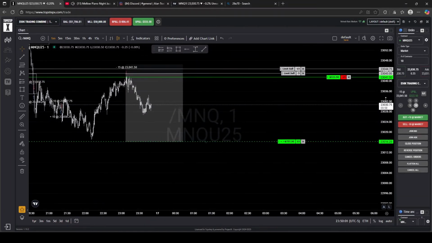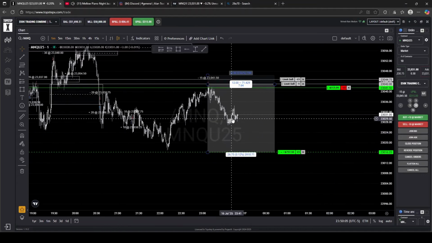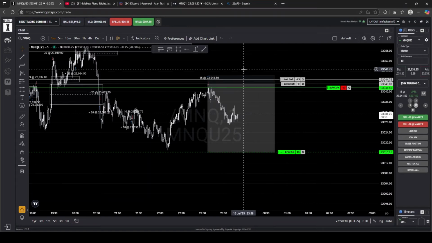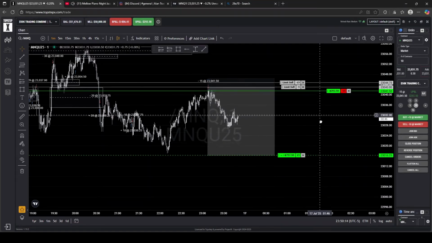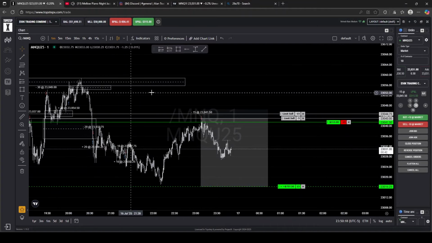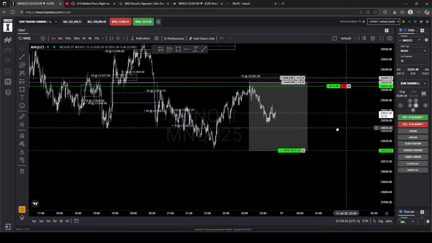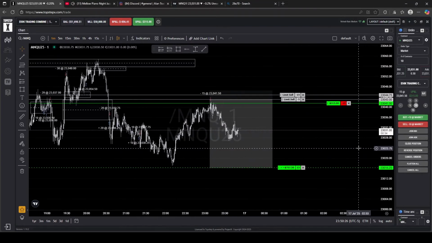Right now, currently up. What I'm hoping is that market pulls back up, taps into these unfilled imbalances, and then continues lower. If I get stopped out, I get stopped out. But yeah, those are my confluences.